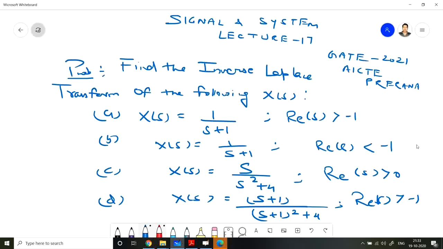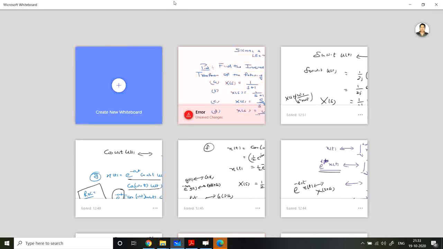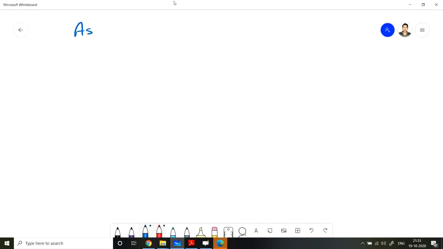Now we need to find out the corresponding time domain signal from this Laplace transform. So let us do the first.